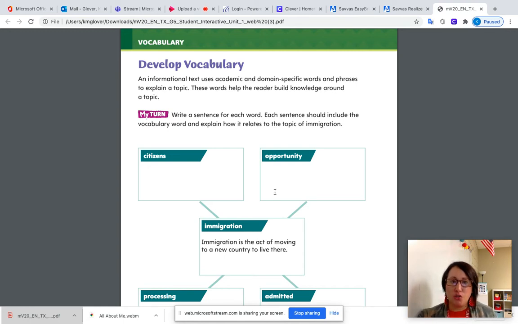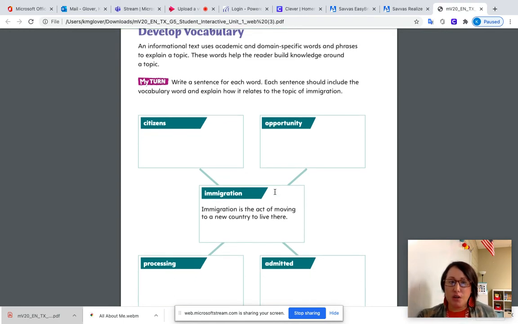Okay. So develop vocabulary. You're going to take those vocabulary words that we previewed that you have read about, and you're going to use them in a sentence. Okay. Write a sentence for each word. Each sentence should include the vocabulary word and explain how it relates to the topic of immigration. And I'm going to get you started on this, and you will see that I have included a picture of my sentences and I will put it into your notebook.